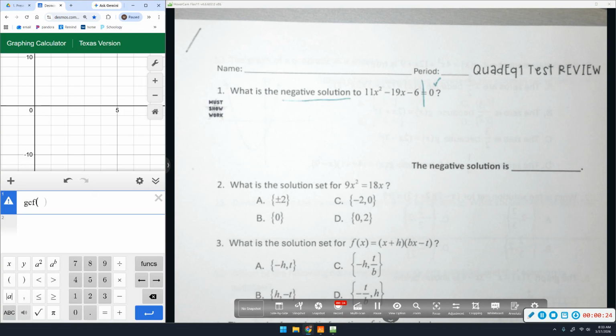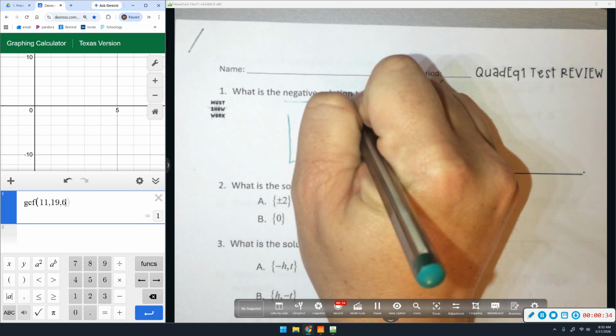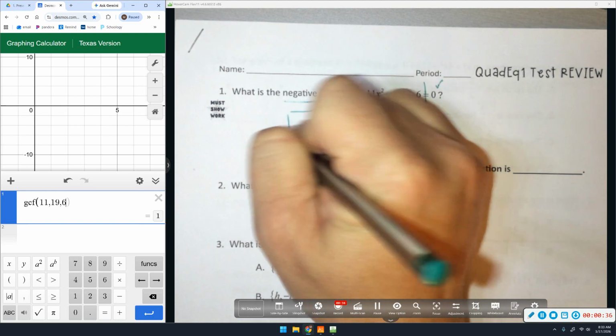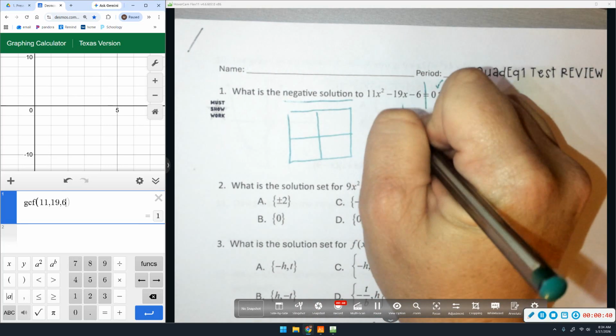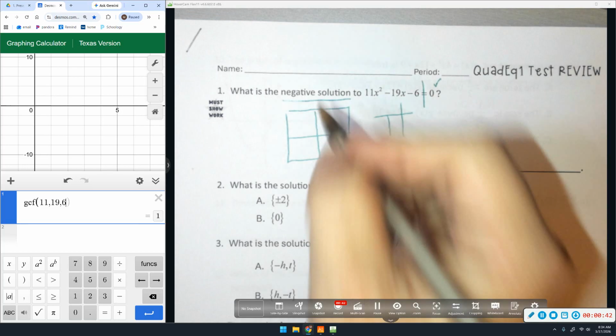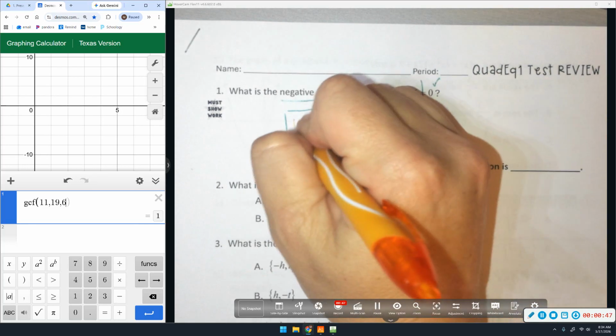And we have 11, 19, and 6. So my GCF is 1, so I don't have to divide out a GCF. So we're going to build a box. Okay, we're also going to have to use our table when we're factoring. So our first step is first term, first box. So first term, first box.